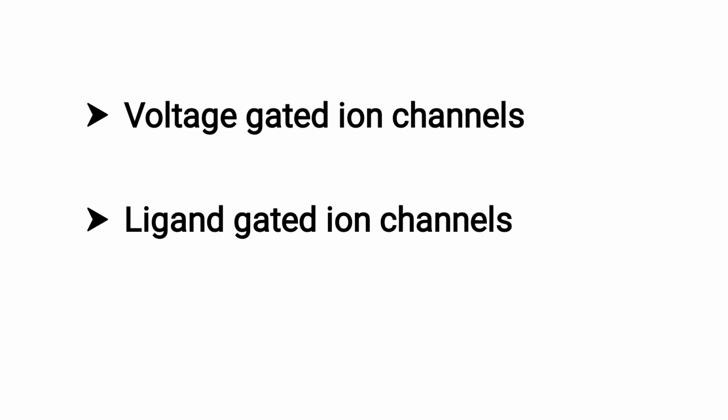The opening or closure of this gate depends either on the change of voltage or on a ligand or chemical. If it depends on voltage change, then it is known as a voltage gated ion channel. If it depends upon the binding of some ligand or chemical, it is known as a ligand gated ion channel. Here in this video, we are going to discuss the voltage gated type of sodium channel.